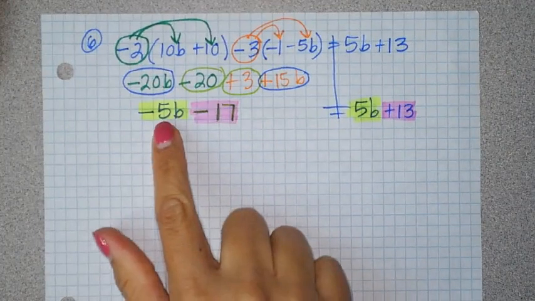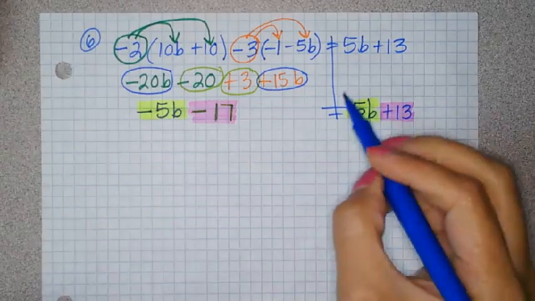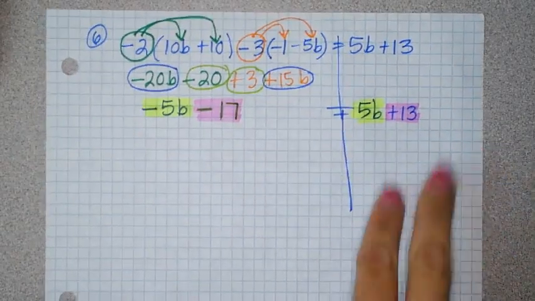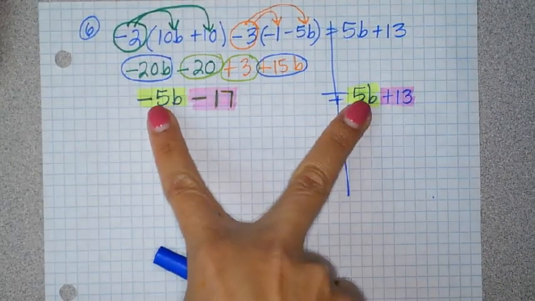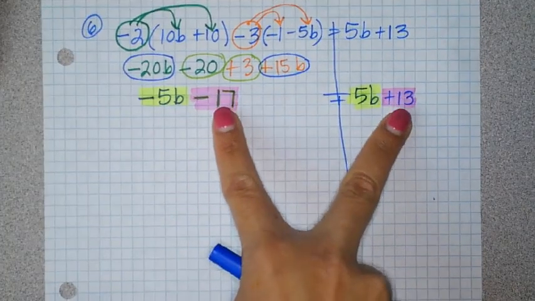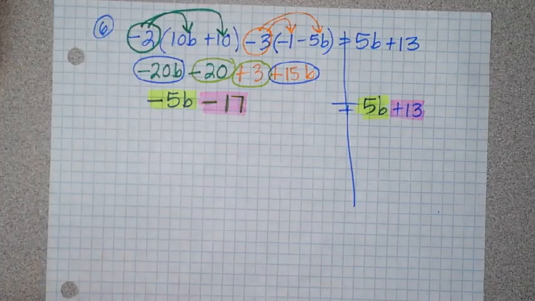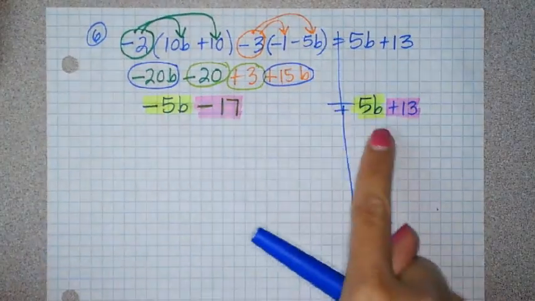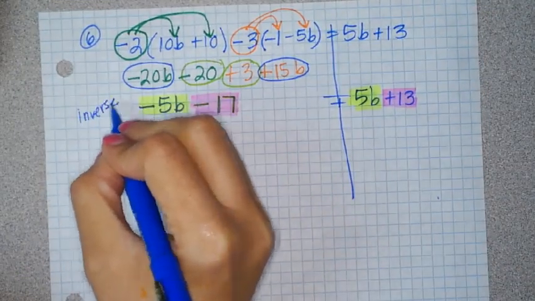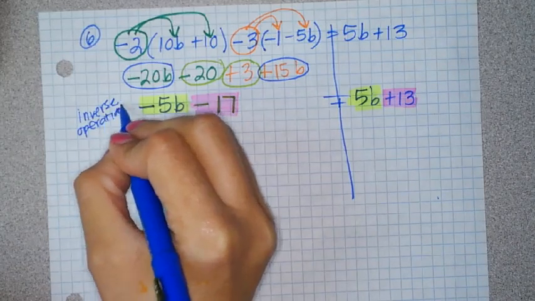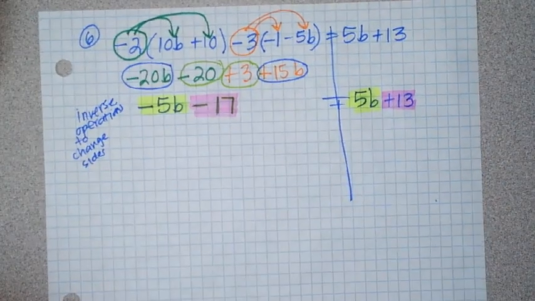So now I have a variable and a constant on each side, okay? So now my job is to put all the constants on one side and all the variables on the other side. It doesn't matter which one I pick. The variables are in yellow, all the yellows need to be on one side, the constants are in pink, all the pinks need to be on another side. It doesn't matter, again, which one you do where. So I'll bring this over here. We're going to use inverse operations here to change sides.